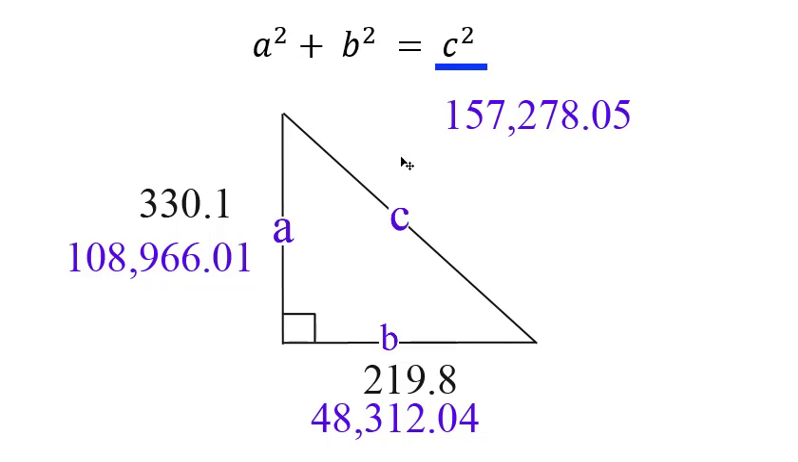If I want to find out the value of this side, I just have to get the square root of this. In the same way, I can take this number and get the square root of it, and it will equal 330.1. So now that I have this, I will click it into the calculator to get the square root value.